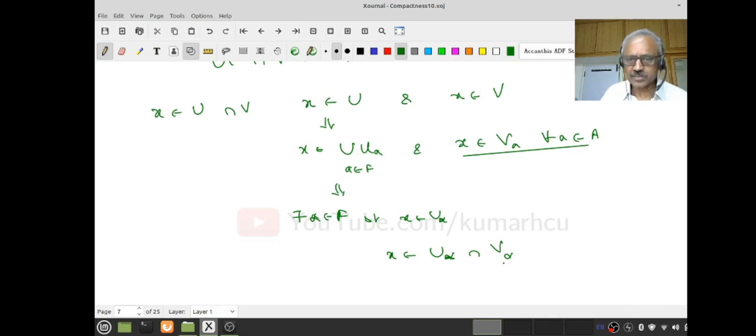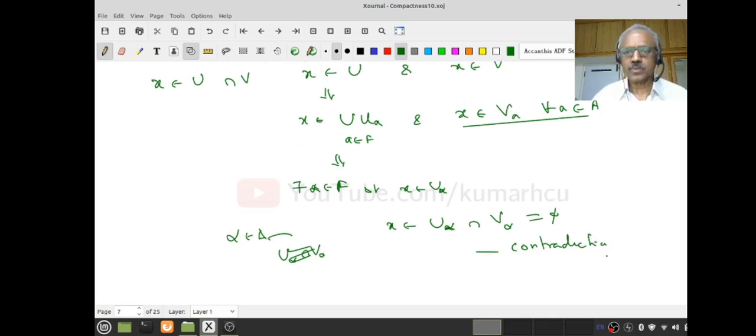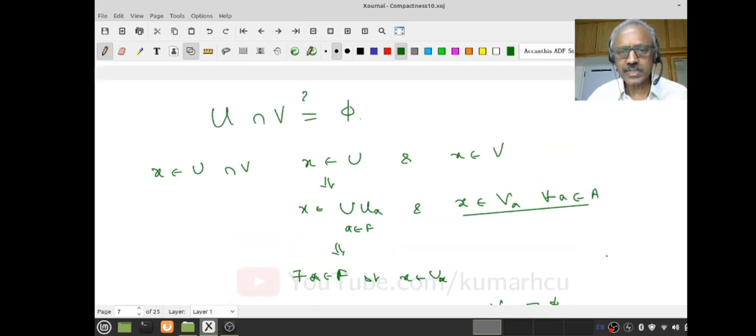But what was our assumption? For every α in A, U_α and V_α are disjoint. This is a contradiction. So what does it show? It shows that U is an open set containing A, V is an open set containing B, and U intersection V is empty. So what has happened?